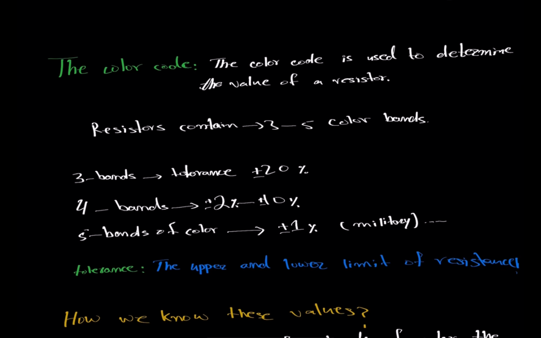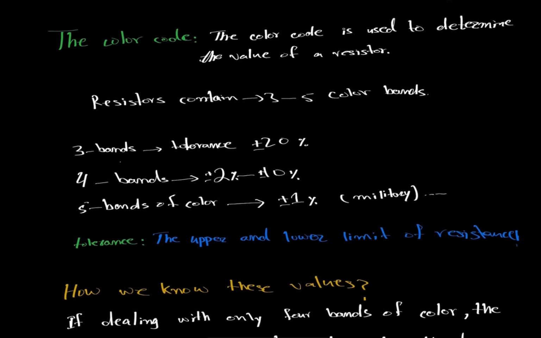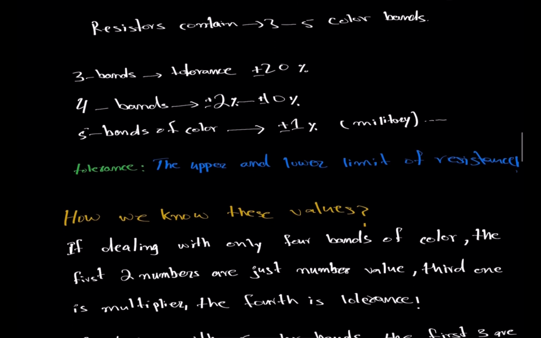Resistors usually contain 3 to 5 color bands. 3 bands has a tolerance of 20%. 4 bands has a tolerance from 2 to 10%. 5 bands has 1%, which we use for military. These are all plus and minus values. Tolerance defines the upper and lower limit of our resistance.